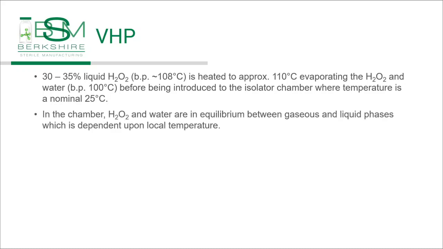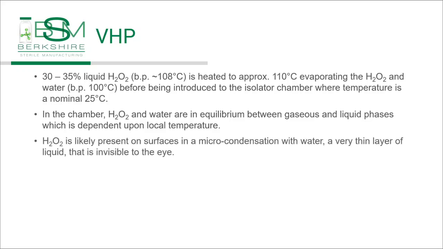In the chamber, the hydrogen peroxide and water are in equilibrium between gaseous and liquid phases, which is dependent upon the local temperature. The temperature at 25 degrees C favors the majority of the water and hydrogen peroxide being in the liquid form rather than in the gaseous form. So H2O2 is likely present on the surfaces in a micro-condensation with water, a very thin layer of liquid that is visible to the eye. This is what's called a dry VHP cycle.